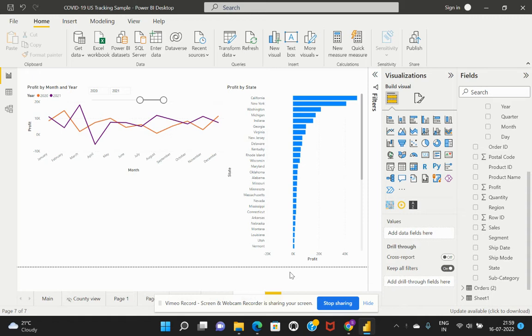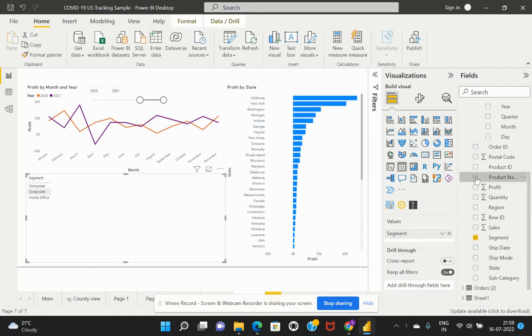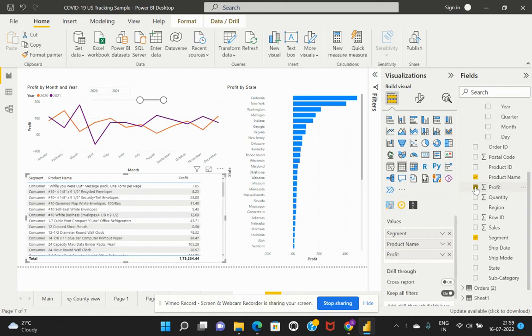So, the third question that we had from the business out of the workshop that we had is, which product and segment should the company continue to invest in? So, for this, let's quickly look at the columns that we have here. So, we would need to select segment and product name by profit.